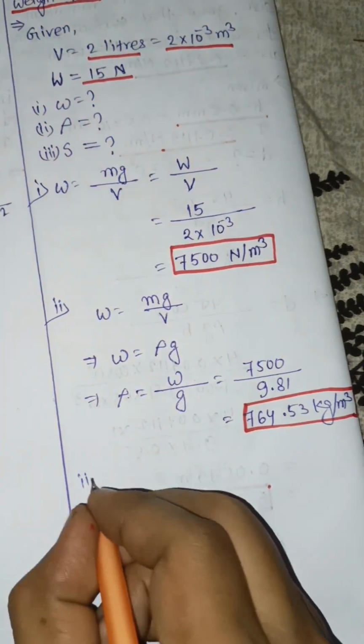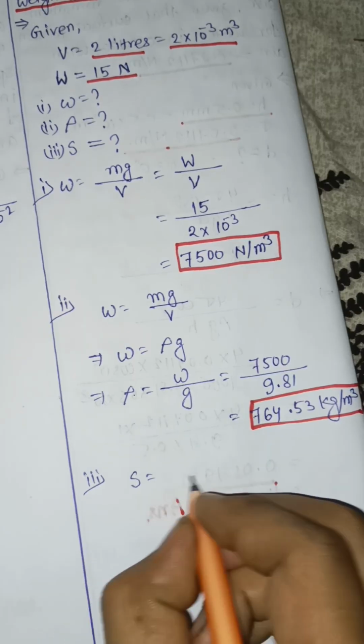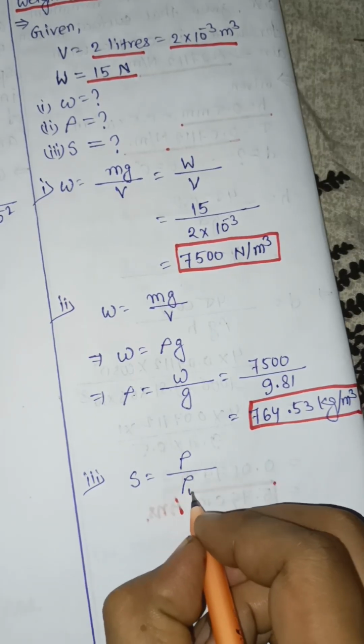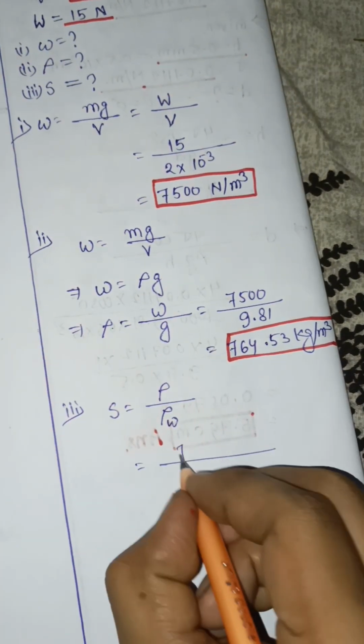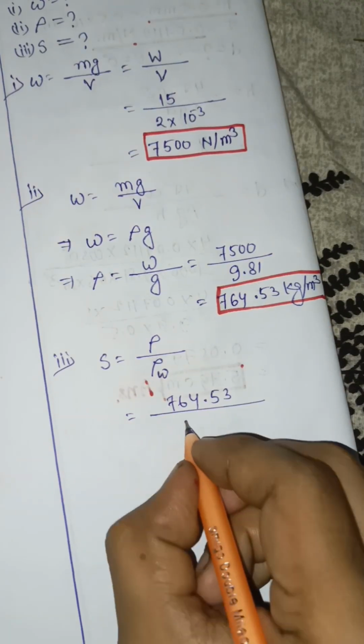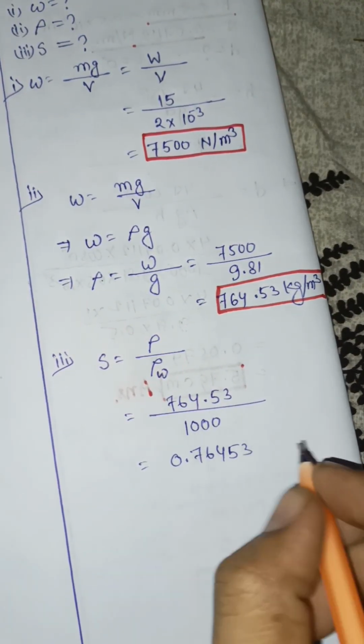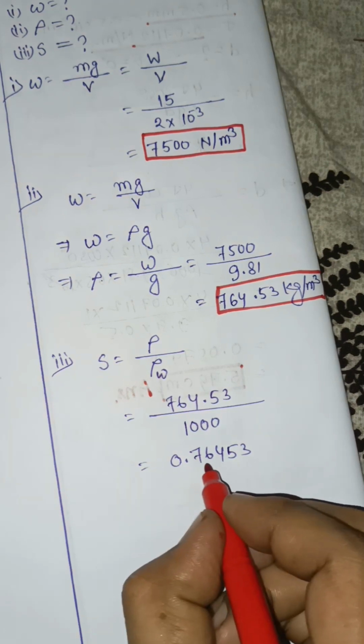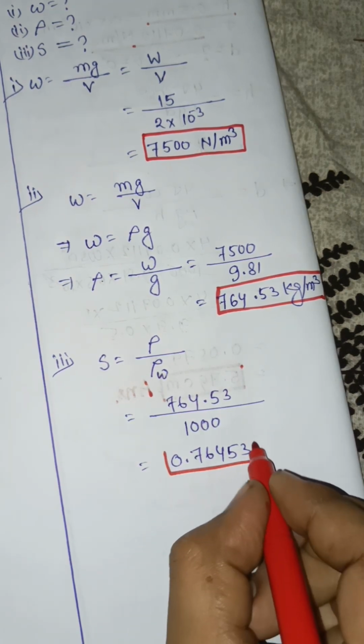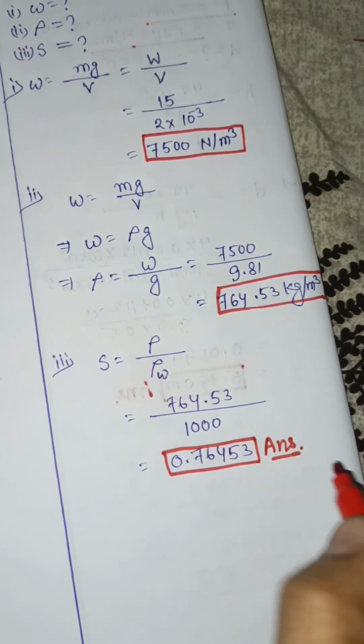For the third answer, if you want to calculate the specific gravity, we know that the formula is density of fluid by density of standard fluid, that is water. So what is the density of fluid? That is 764.53, and density of water, we know that 1000. So from here we get 0.76453. So the answer will be 0.76453, and it has no unit. So this will be our third answer.